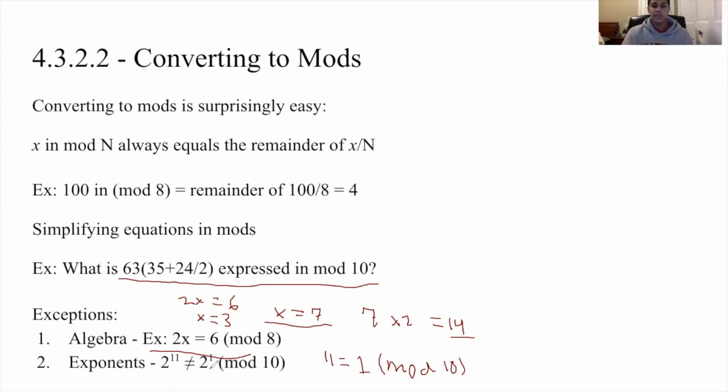But generally speaking, if you have whole numbers that are just part of the equation, where you're doing basic operations with them, such as 63 or 35, and you're multiplying and adding them, you can simplify those numbers immediately with the mod before you actually do your calculations.